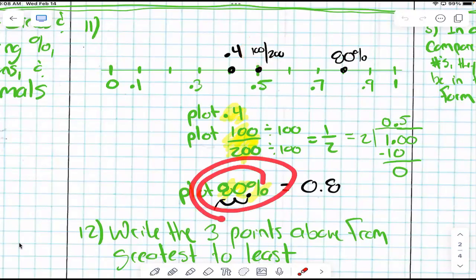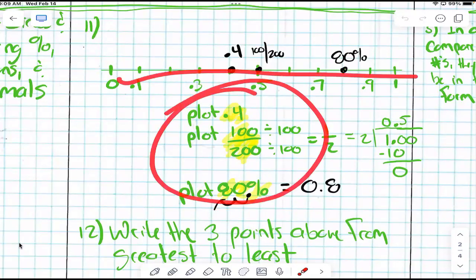How about 80%? Can we convert 80% to a decimal? So the moral of the story here is if you have a number line in decimal form, you need to turn all of your numbers into decimals, yes?